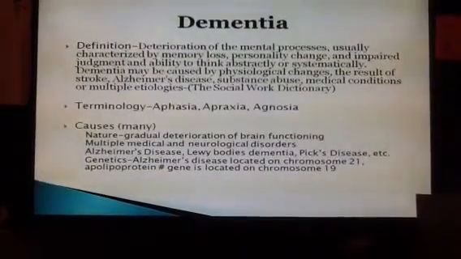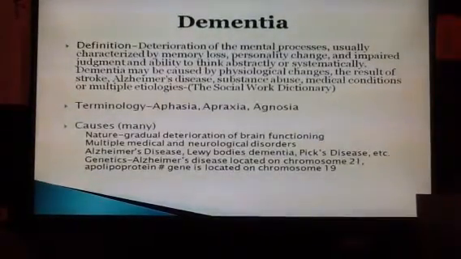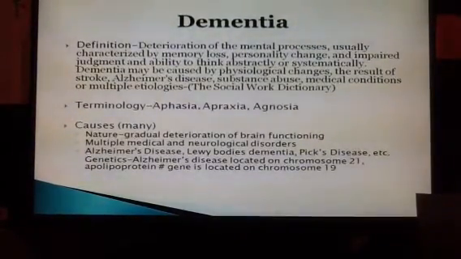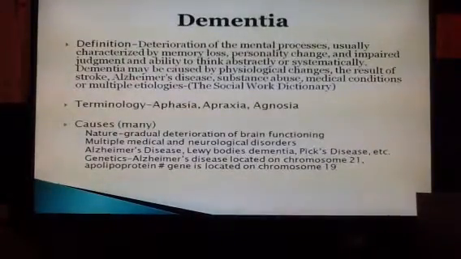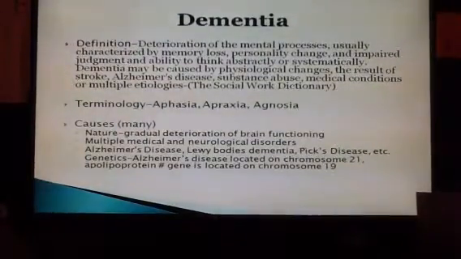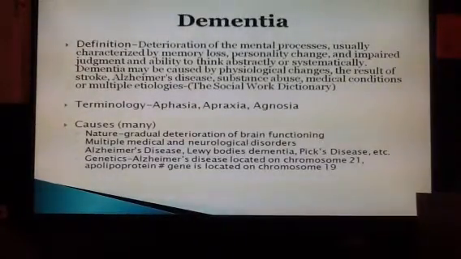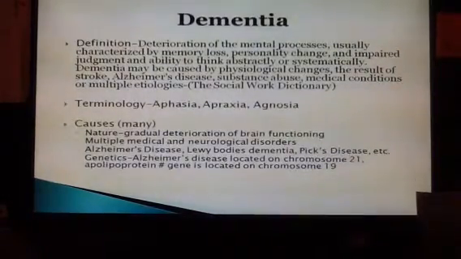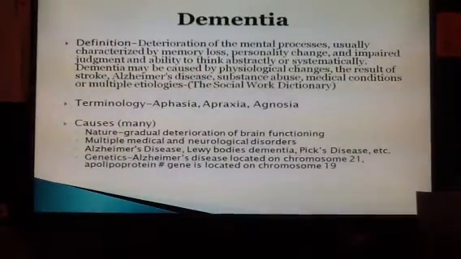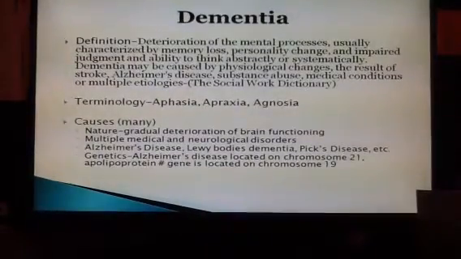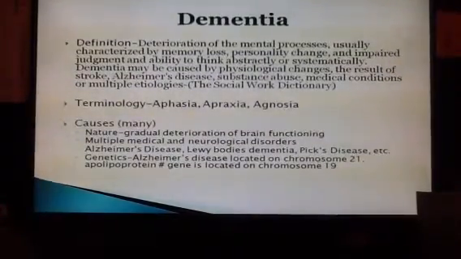The causes are many. The nature is gradual deterioration of brain functioning. Multiple medical and neurological disorders, Alzheimer's disease, Lewy body dementia, Pick's disease, and there are others, for example. The genetic components are that Alzheimer's disease is located on chromosome 21, and a polyprotein gene is located on chromosome 19. And these have been found in family genetics.